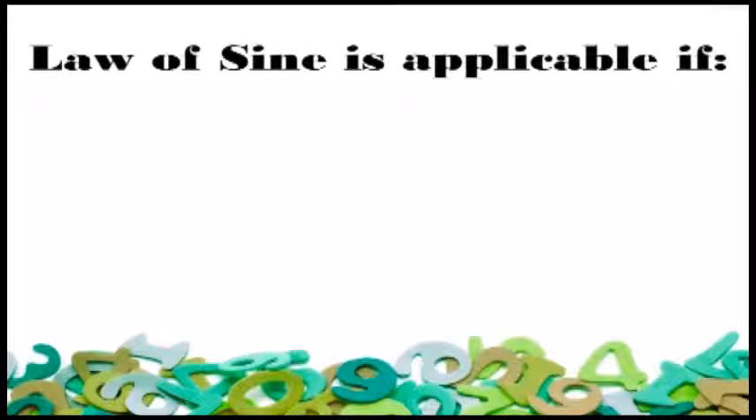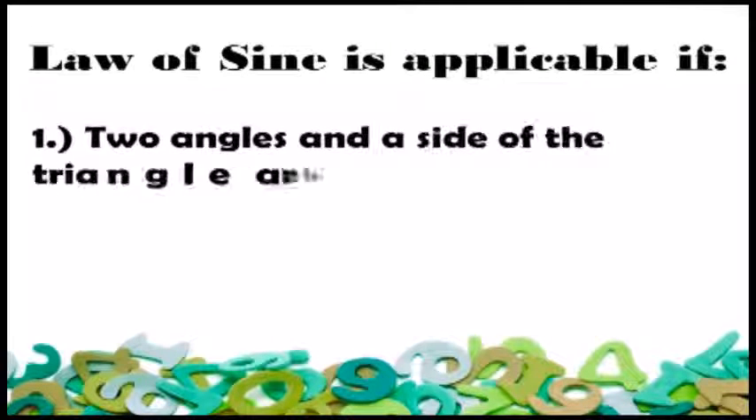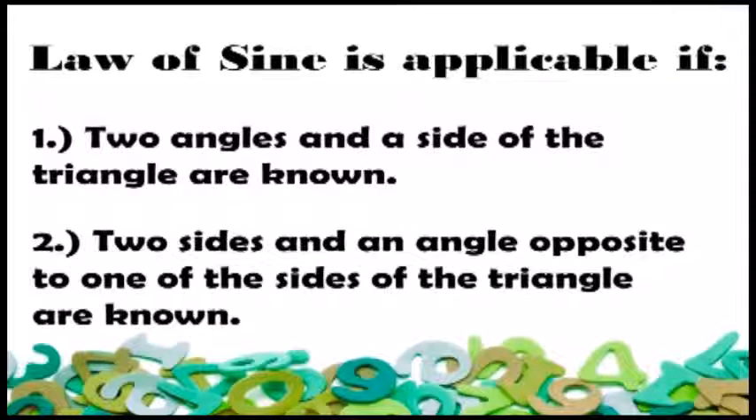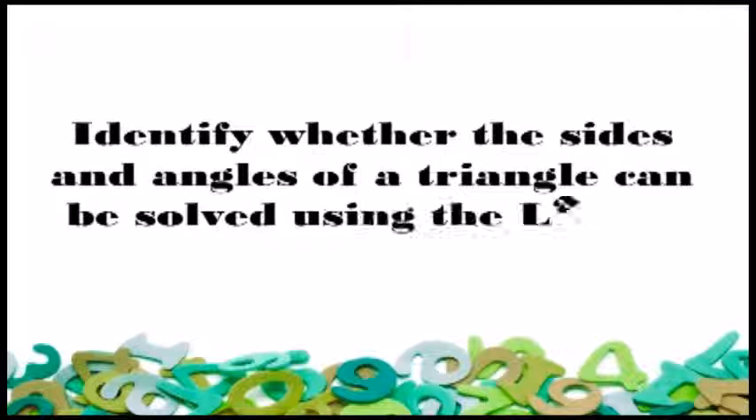The law of sine is applicable if two angles and a side of the triangle are known, or two sides and an angle opposite to one of the sides of the triangle are known. Identify whether the sides and angles of a triangle can be solved using the law of sine.